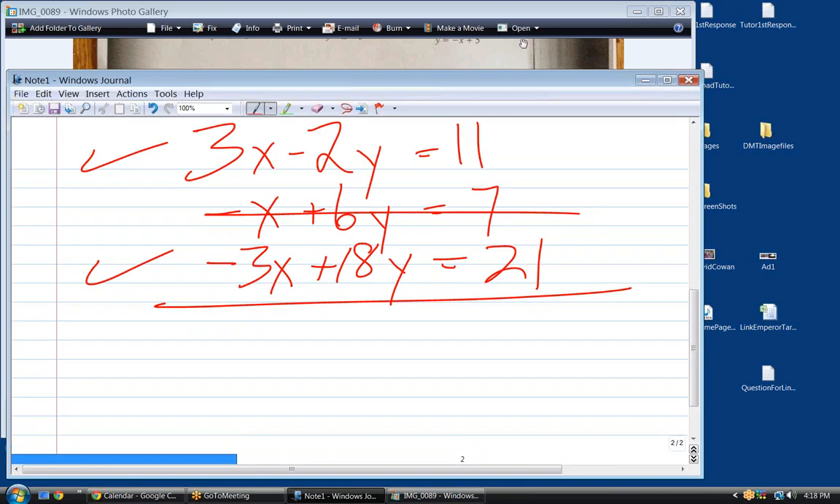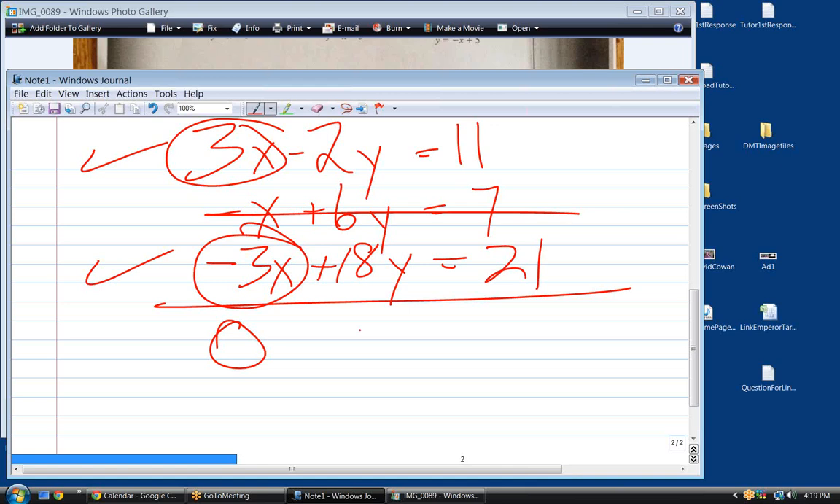I just multiplied it by 3. Well, now what happens when we add the two equations? What do I get? When I add 3x to minus 3x, I get 0. That's the key. In other words, the whole reason I multiplied this equation by 3 was such that I could eliminate a variable. That's why it's called solution by elimination.